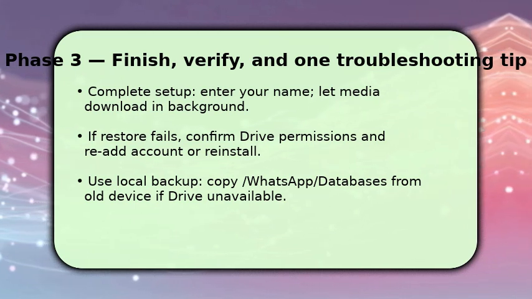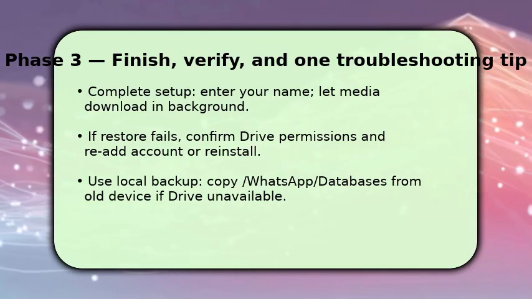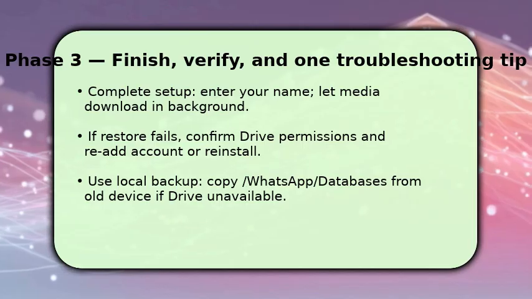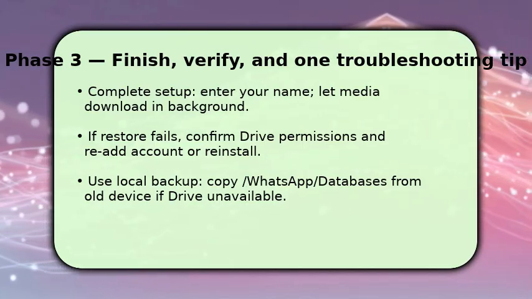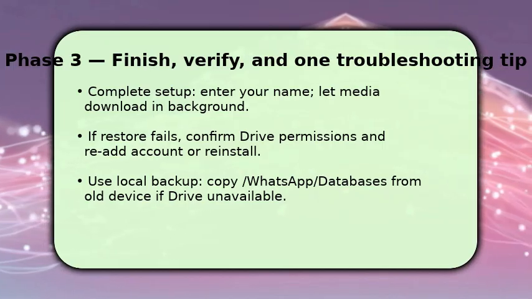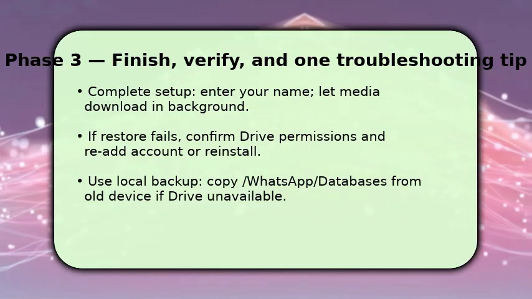If the restore fails, make sure Google Drive permissions for WhatsApp are granted. Try removing and re-adding the Google account, or reinstall WhatsApp and retry. As a fallback, you can use a local backup. Copy the most recent file from /WhatsApp/databases on the old phone to the new device and reinstall to restore when Drive is not available.